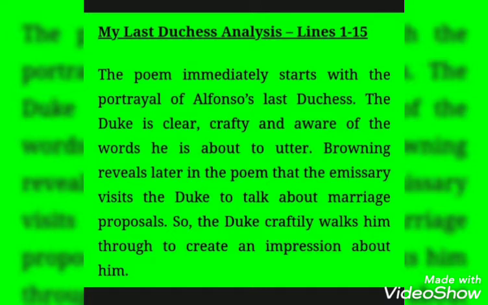The Duke is clear, crafty, and aware of the words he is about to utter. Browning reveals later in the poem that the emissary visits the Duke to talk about marriage proposals. So the Duke craftily walks him through to create an impression about him. Immediately, Alfonso tries to establish a negative impression of the Duchess so that he could gain from it.